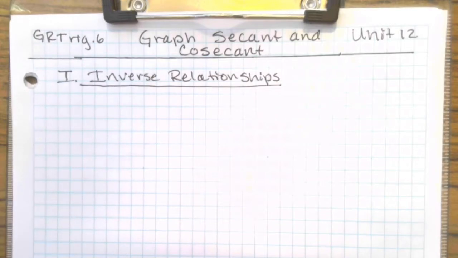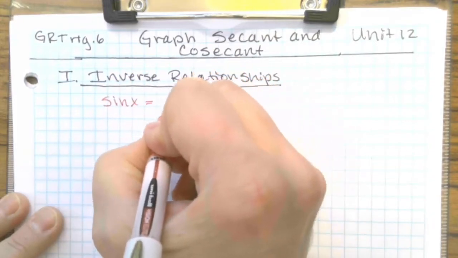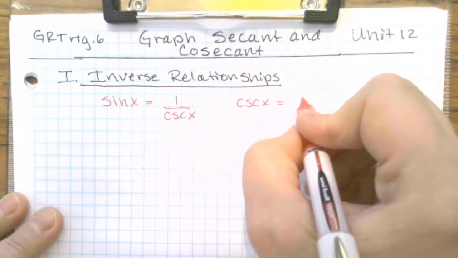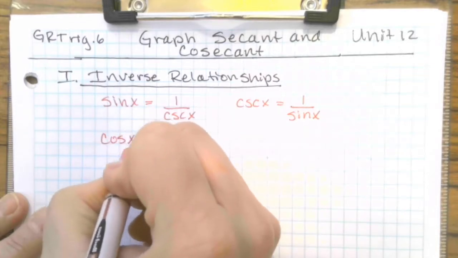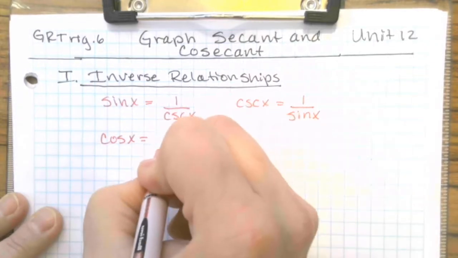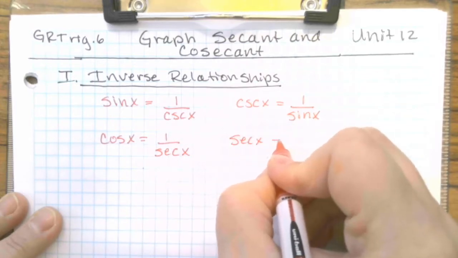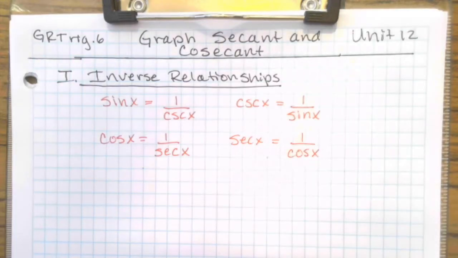Our inverse relationships are that sine of x is 1 over cosecant x, and vice versa. Cosecant x is 1 over sine x. For cosine, its inverse is secant, so cosine is equal to 1 over secant. Secant of x equals 1 over cosine of x. The first one we're going to focus on graphing is the cosecant graph.